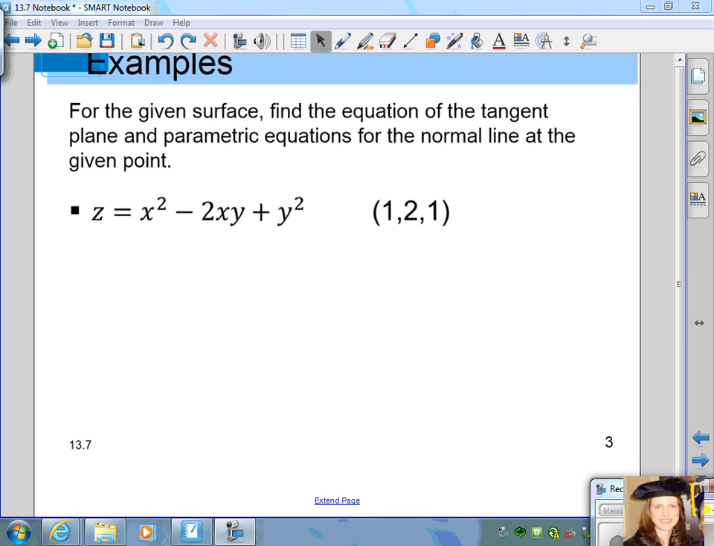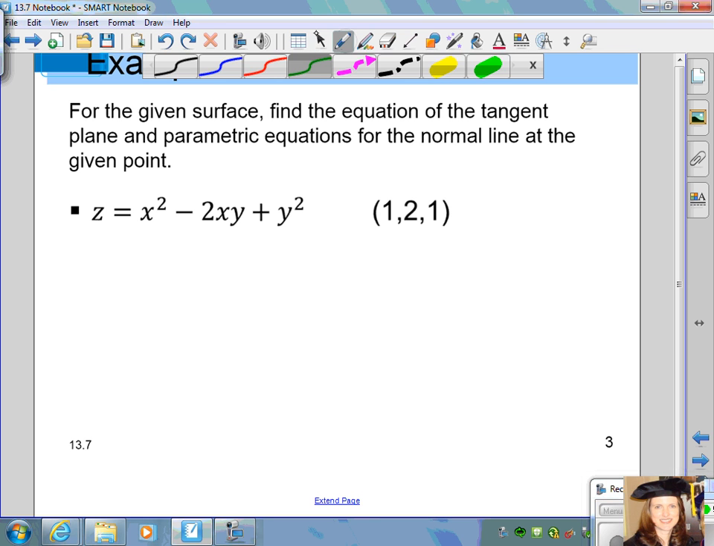In this example for section 13.7, we're given the equation of a surface and we want to find the equation of the tangent plane and parametric equations for the normal line at the given point. Now we want to come up with a function, that capital F of x, y, z function, a function of three variables, all of that equals 0.